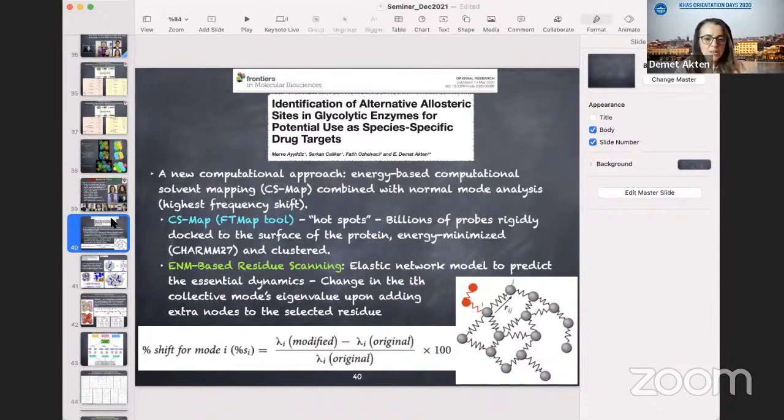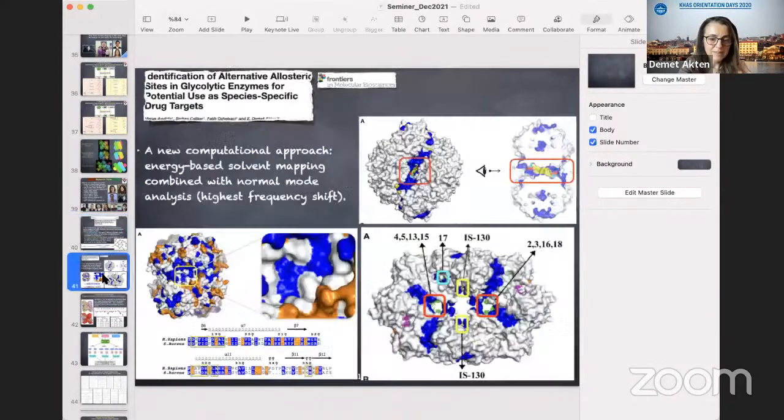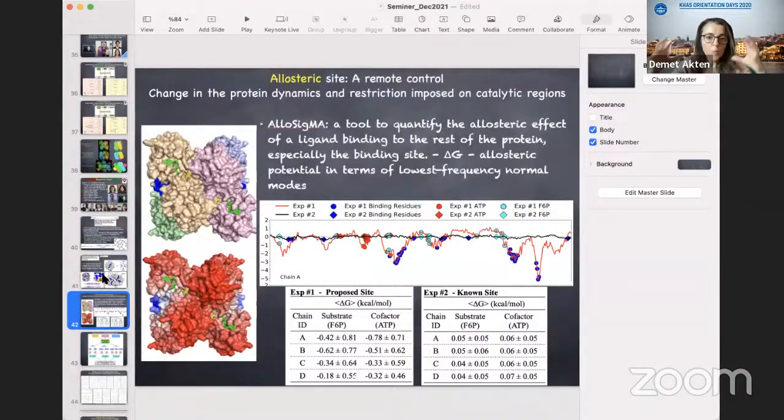Moreover, in addition to the proposed site, we also combined another powerful tool to quantify the allosteric effect, which is called AlloSigma. AlloSigma is developed by another group in Singapore, and we are simply communicating with them as well. They also confirmed our proposed allosteric site with low negative delta G values. And we are happy to see that.